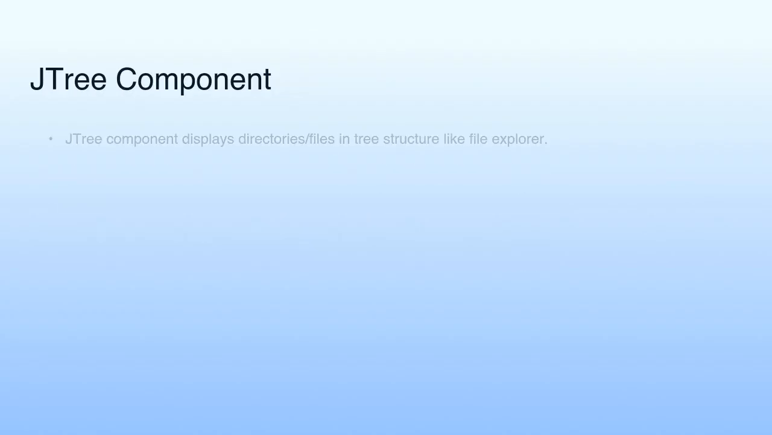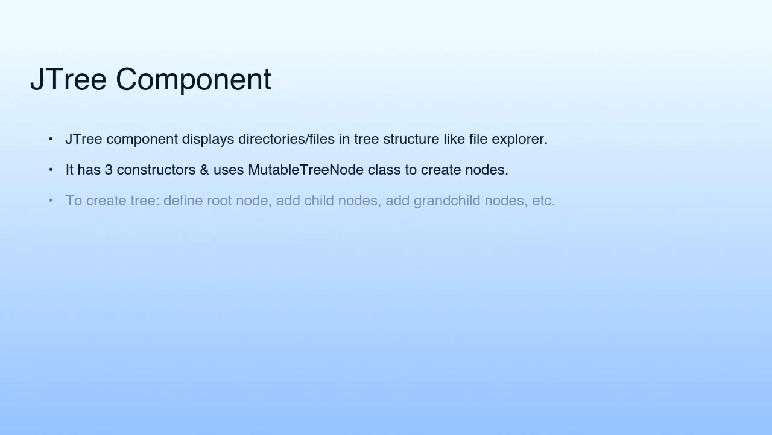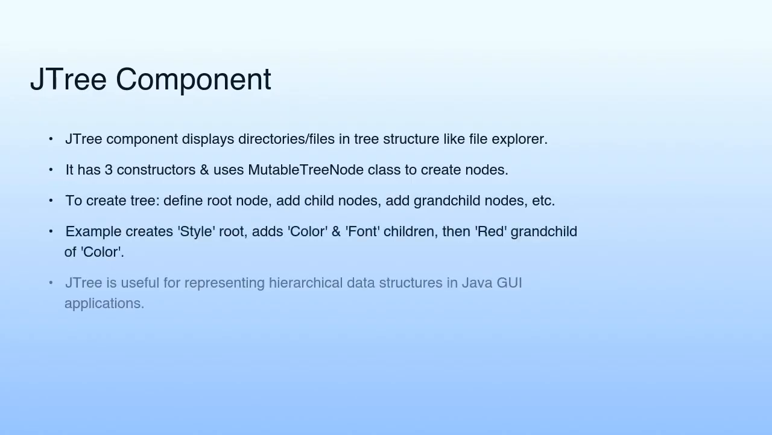The JTree component displays directories and files in a tree structure, similar to a file explorer. It has 3 constructors and uses the MutableTreeNode class to create nodes. To create a tree, you define a root node, add child nodes, and then add grandchild nodes and so on. The example creates a style root node, adds color and font child nodes, and then adds a grandchild node under color. Tree is useful for representing hierarchical data structures in Java GUI applications.